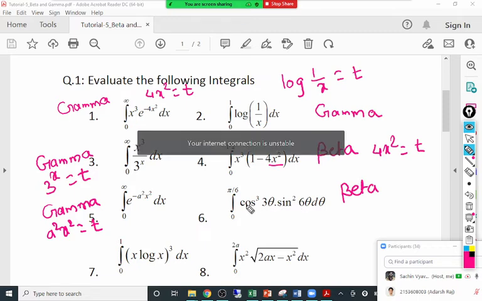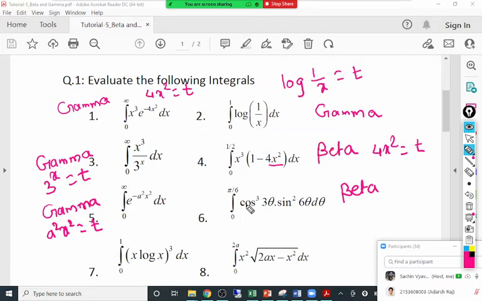So how to write it in the standard form? What should be the substitution? 3 theta is equal to t. Correct. 3 theta equal to t is the correct substitution, which converts to cos cube t and sine square 2t there.